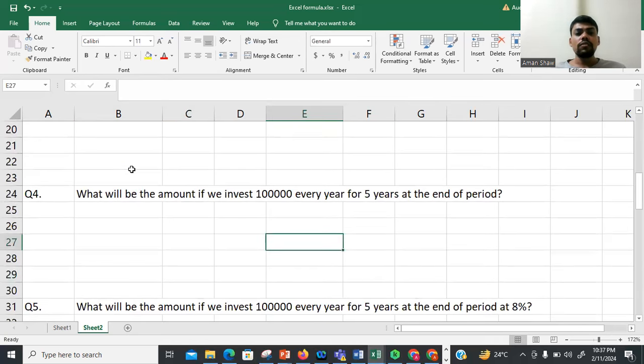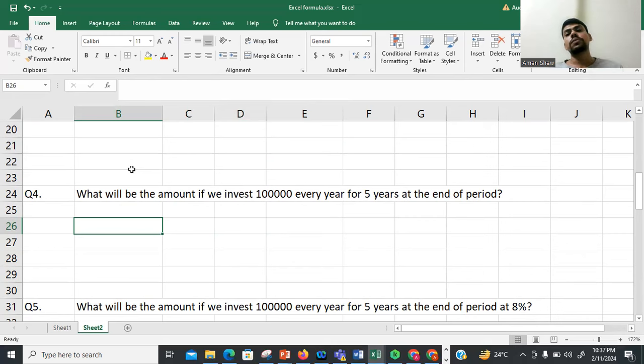What will be the amount if you invest 1 lakh every year for 5 years, at the end of the period? This is slightly different from the question we did above. In that question, you remember we had a one-time investment, and we got a value of what it will be after 30 years. In this case, they have changed the question a little bit. It is periodic, every year we are making an investment. So the formula will be the same.